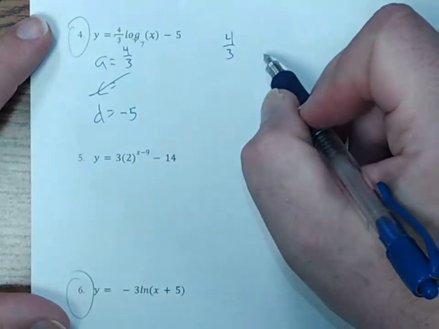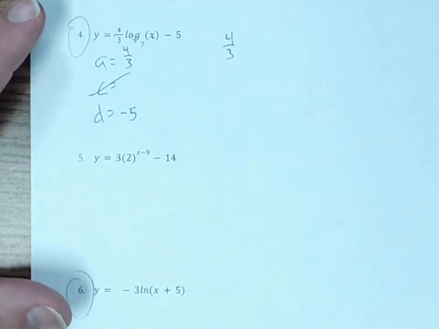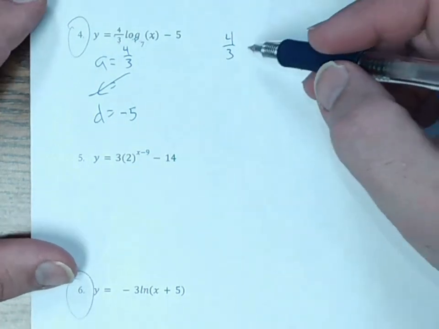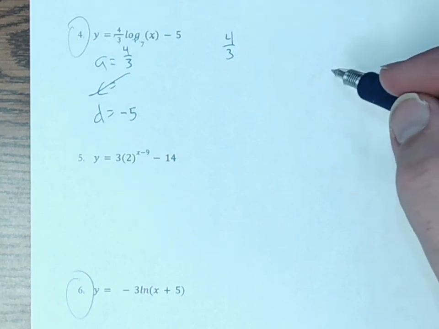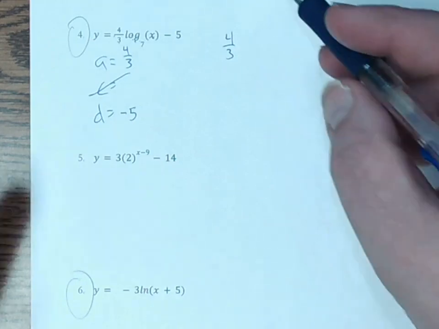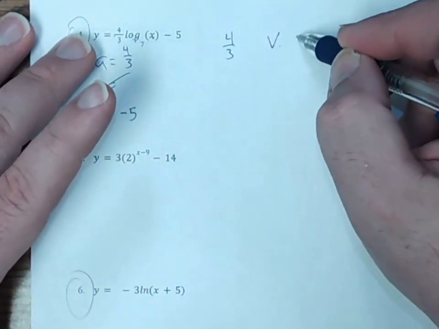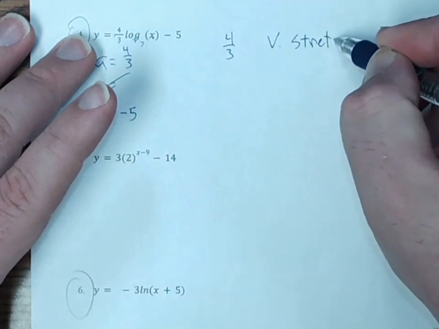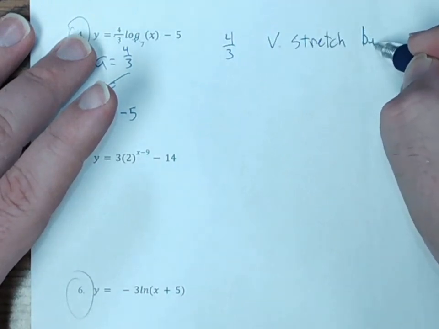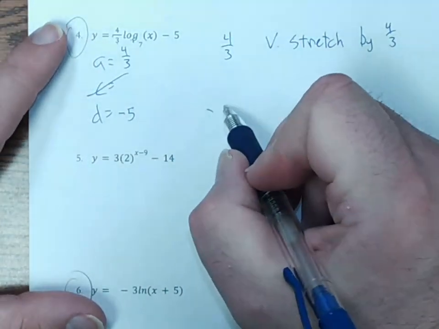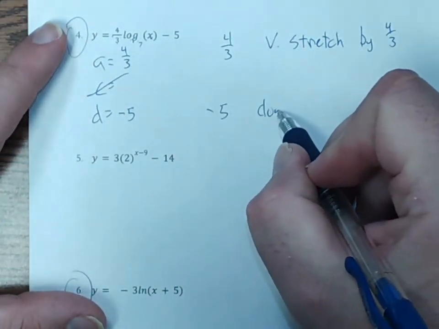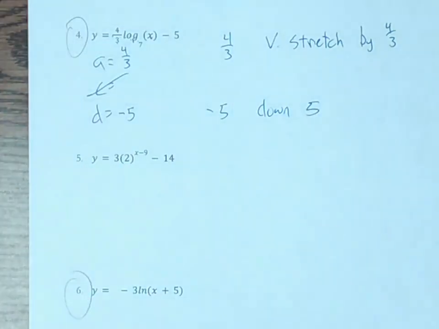So let's interpret this. An A value of 4/3, I know many of you are thinking that it is a compression because what you see is a fraction. But please remember, this fraction is larger than 1. This is actually 1.33333. That's bigger than 1. And if your A value is bigger than 1, that makes it a vertical stretch by 4/3. Please make sure that you write that all the way out. And a D value of -5 means the thing is going down 5.